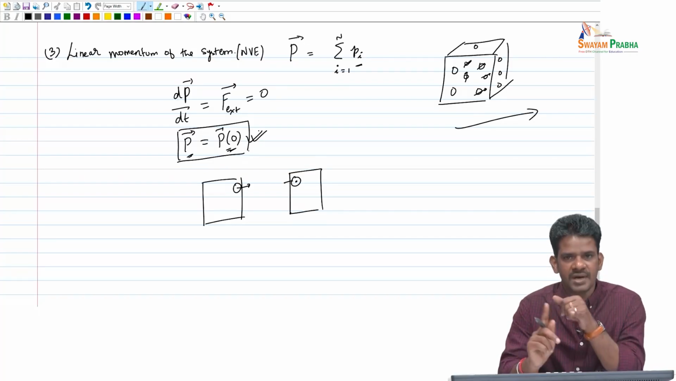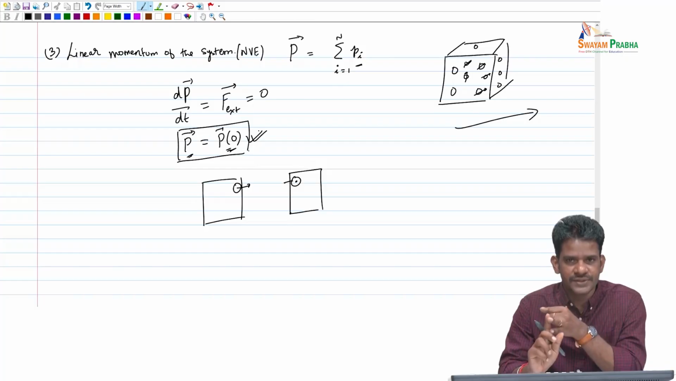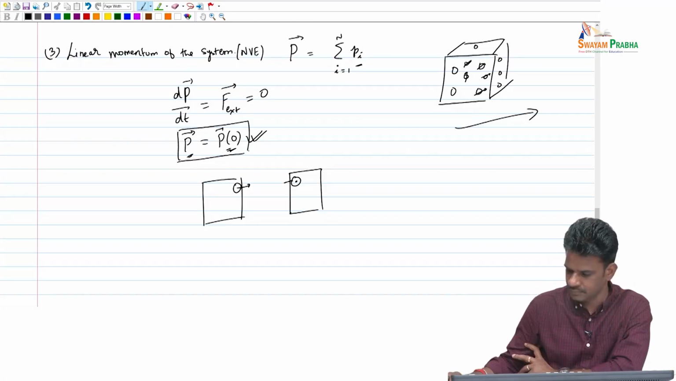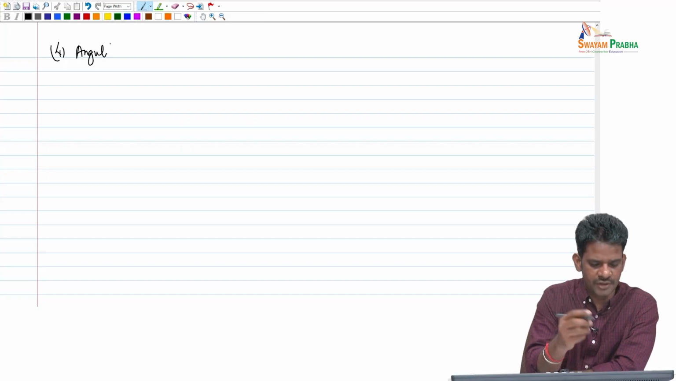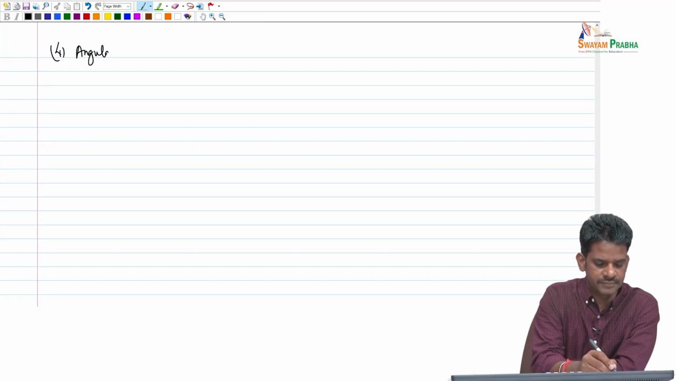Okay, so we know that mass is conserved, energy is also conserved, and the linear momentum is also conserved for this case. Now the fourth property is the conservation of angular momentum, or the symmetry of rotational invariance.